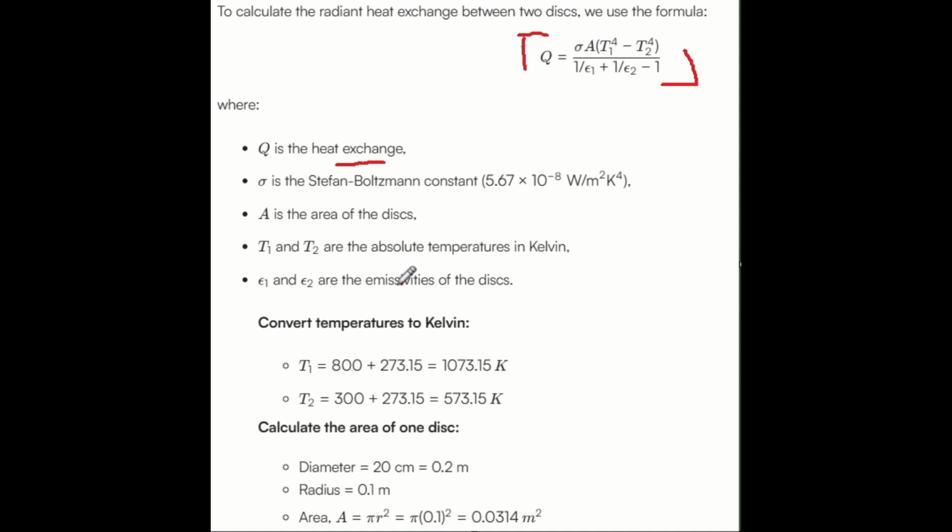Then T1 and T2 are the absolute temperatures. You have to convert into Kelvin. In the question it is given in Celsius, so it has to be converted into Kelvin. Just add 273.15 to the given temperature, and you will get the corresponding temperature of both the discs. Then find the area of the plate. We have the diameter, just convert it into meter, and you get the area of the plate. So I got all the parameters to substitute in this equation. The next step is simply to substitute all these values into this equation, and you get the heat exchange between the two plates.